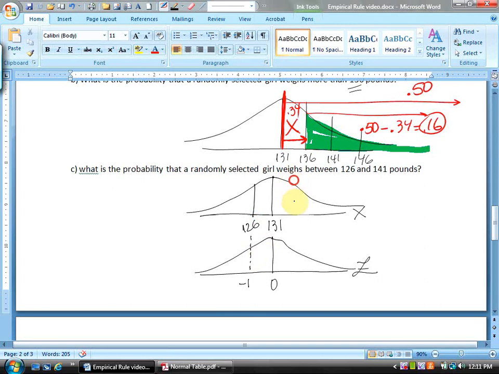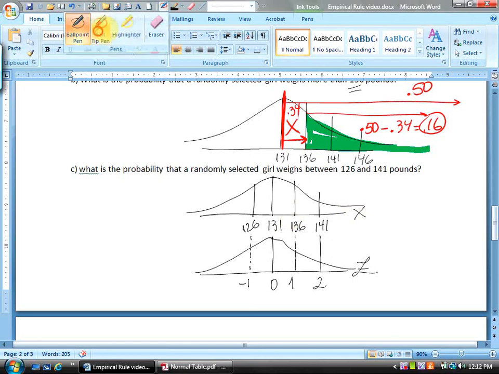Let's go to the right now. 131. One more, you get to 136. One more, you get to 141. That's the number we want. So below 136 is 1 positive standard deviation and 2 standard deviations. Note, we want the areas between 126 and 141. So we are talking about half of 2 standard deviations plus half of 1 standard deviation.